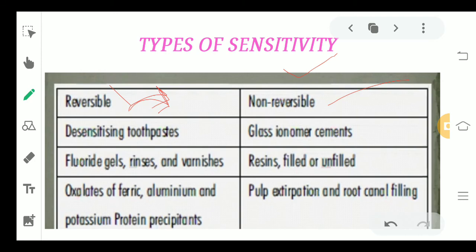A pain which is reversible is going to get back to a normal condition, or you can say will cure after some time if there is regular use of desensitizing toothpaste, fluoride gel, rinse, varnishes, or oxalates of ferric, aluminium or potassium protein precipitants. But in a case of non-reversible sensitivity, the condition will never get back to normal on the usage of toothpaste. Now in those conditions, you can use a GIC, or resin which is filled or unfilled, or we can go for root canal filling. These are mostly the cases where the chances of reversal are very, very low.